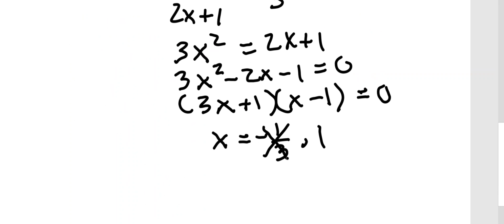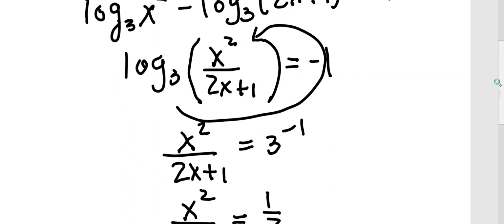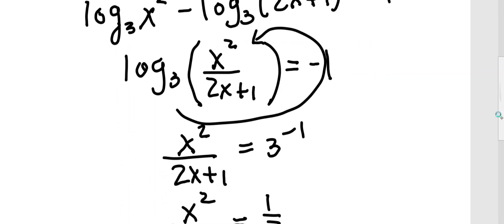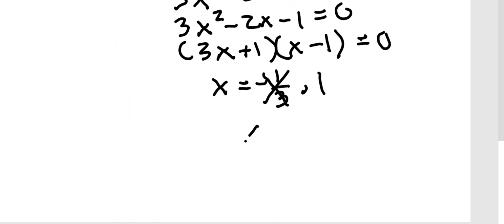Now let's check x equals 1. We come over here. We place 1 over here, we're fine. If we place 1 over here, we're still taking the logarithm of a positive number, so that's a keeper. So our answer becomes x equals 1.